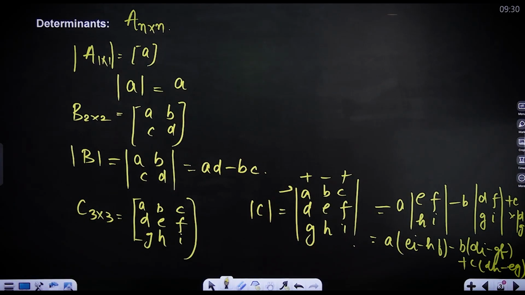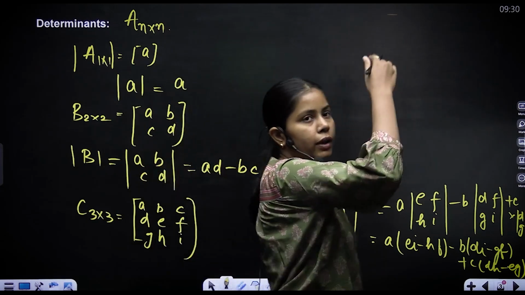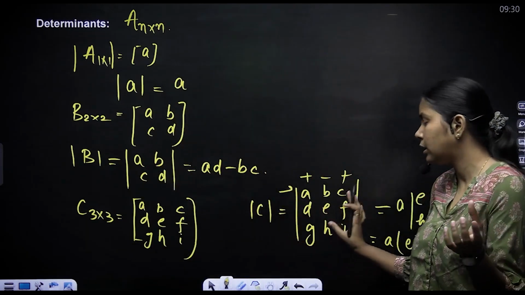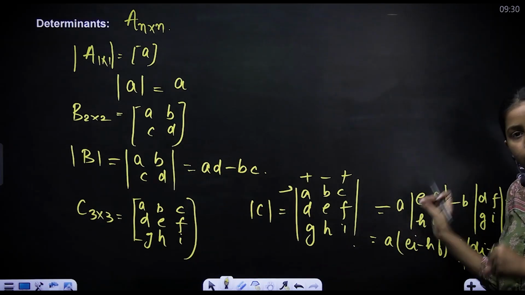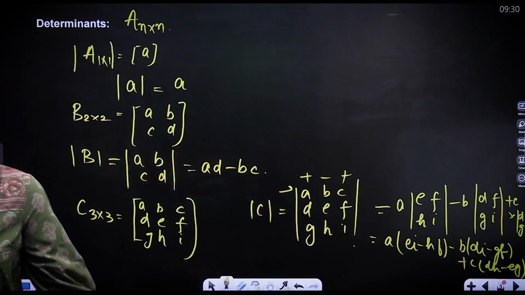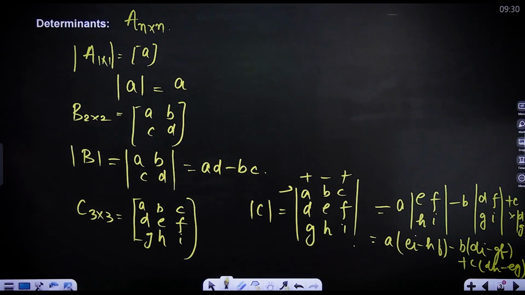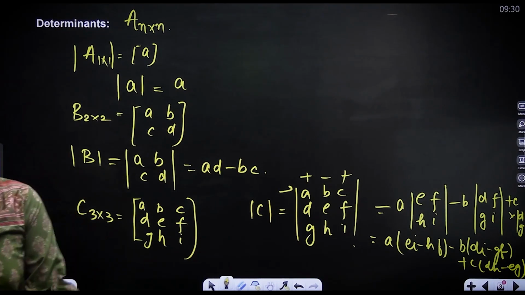That is the 3 cross 3 determinant. If you have a 4 cross 4 matrix, what would you do? You would take any row or any column and expand it into 3 cross 3 determinants. Taking one row, you get 3 cross 3 determinants, and these you can find like this. So that's how you expand the determinant. That's how we find the determinant. Let's see one question.